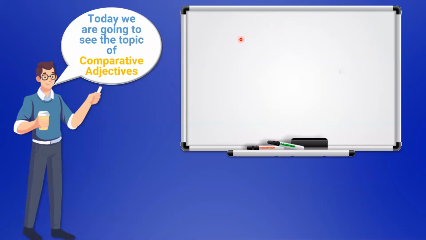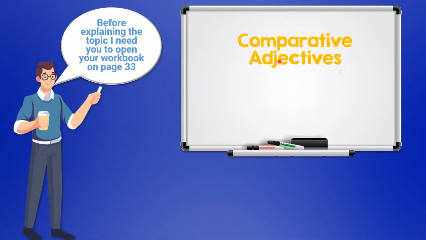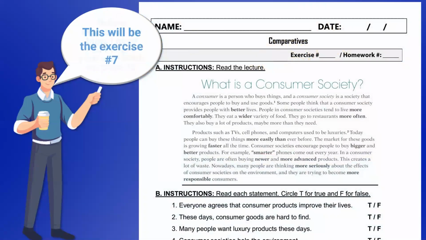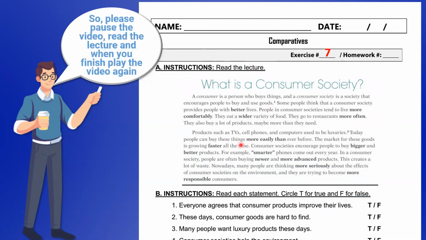Today we're going to see the topic of comparative adjectives. Before explaining the topic, I need you to open your workbook on page 33. This will be the exercise number 7. In the exercise A, you have to read this lecture. So please pause the video, read the lecture, and when you finish, play the video again.